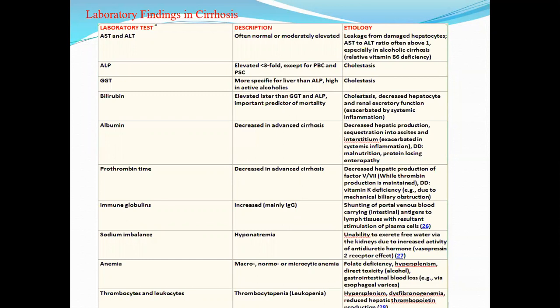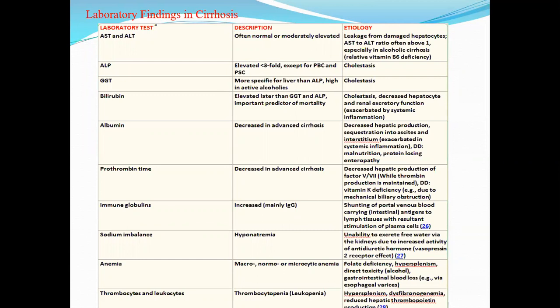Alkaline phosphatase is less than threefold elevated, but increases in primary biliary cirrhosis or cholestasis. As we mentioned in the lecture, ALP and GGT increase with obstruction or cholestasis. GGT is more specific for the liver than ALP, and it is higher in alcoholic cirrhosis. Why? Because it increases with enzyme inducers, and as we know, alcohol is an enzyme inducer that leads to increased GGT. So GGT and alkaline phosphatase increase in the cholestasis of liver cirrhosis.